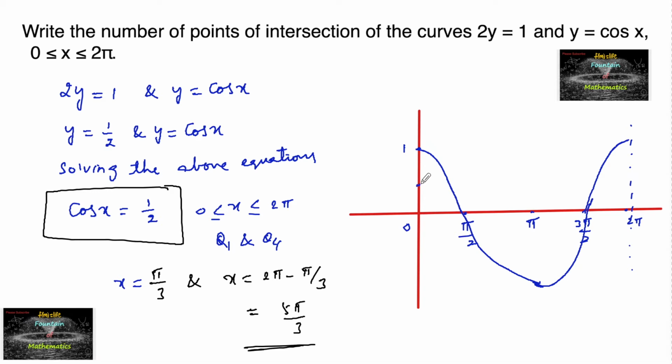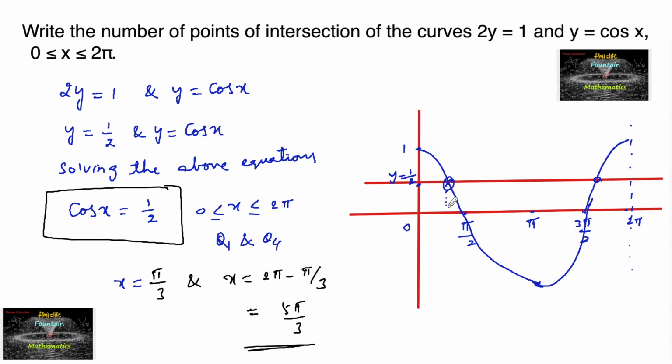So y is equal to half means you can draw a line parallel to x-axis at y is equal to 1 by 2. So y is equal to 1 by 2 line. So clearly it cuts the graph at 2 points. So one is in the first quadrant, like 0 to pi by 2, and another one in the fourth quadrant, that is 3 pi by 2 to 2 pi, that is 270 degrees to 360 degrees.